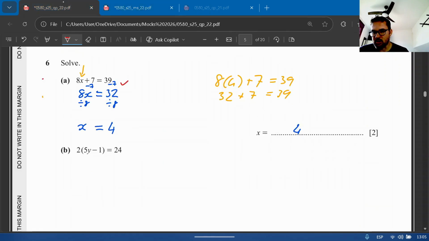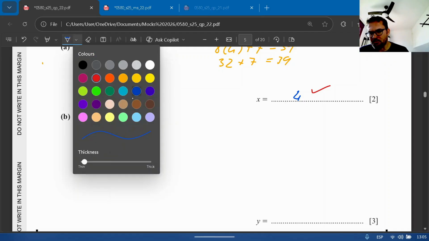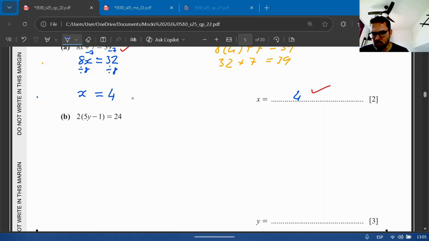For subtracting that 7, we get a mark. Okay, show working out in case you make a mistake. Same with the next one, question B. There are 2 ways to solve this one. I'll quickly do both. Okay, first thing we can do, we can divide the 2 on both sides.